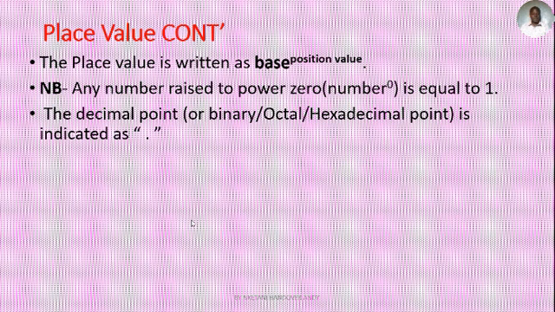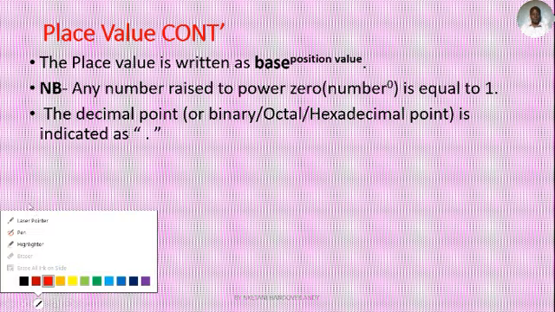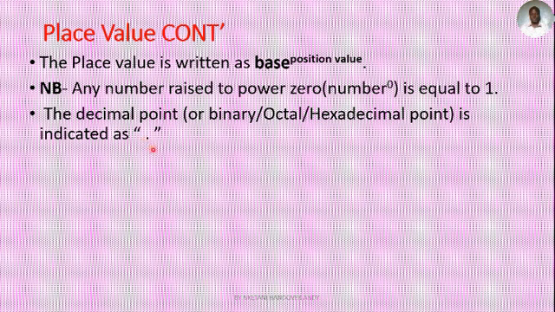The decimal point, or binary, octal, hexadecimal point, is indicated as a dot. Let me use a pointer so that we can see what we are doing. We are talking about this point here. When you are dealing with binary, it's a binary point.